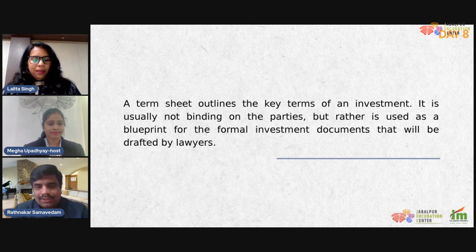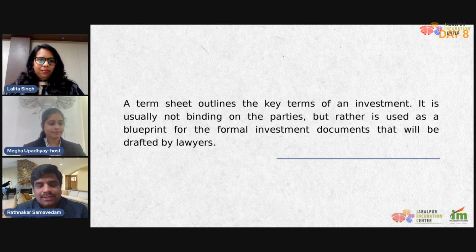So I think Jabalpur Incubation Center, as a part of the education series for both investors and startups, asked us to speak about decoding of the term sheet and SHA, the shareholders agreement. The first and foremost question: why should the term sheet be there? What is the reason for the term sheet?